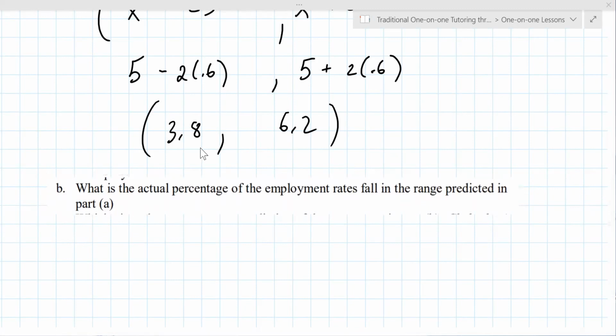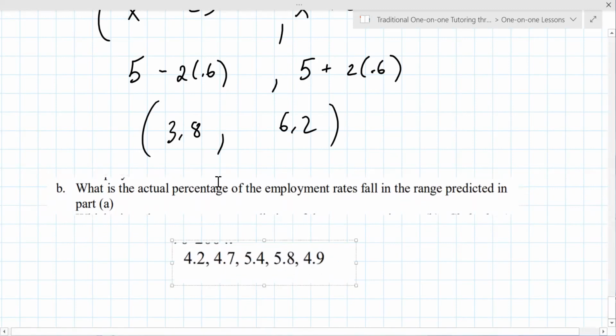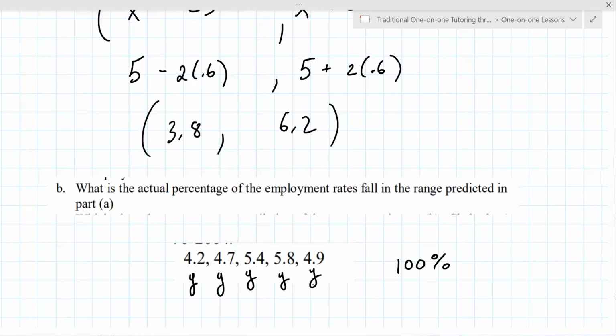Is each number in this window from 3.8 to 6.2? So yes, yes, yes, yes, and yes. So 100% of the data. So let's say this last number was like 9.9 and it was a no, it would obviously be 80%. Okay, gotcha.